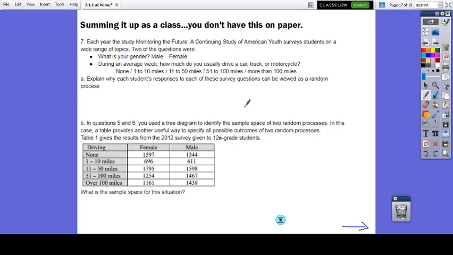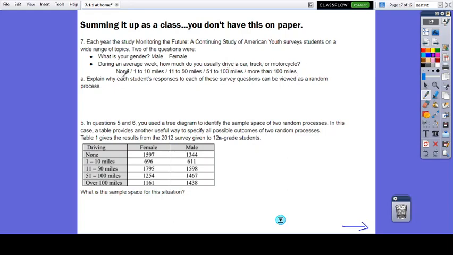It then says number 7: each year, the study Monitoring the Future, Continuing Study of American Youth, surveys students on a wide range of topics. Two of the questions were, what is your gender, male or female? And yes, I know that that's not necessarily inclusive of everybody, but we're just going to go with that to simplify this for now. And then, during an average week, how much do you usually drive a car, truck, or motorcycle? And then the options were given to you as none, 1 to 10 miles, 11 to 50, 51 to 100, or more than 100 miles.